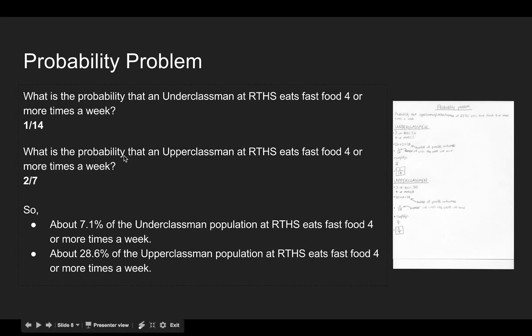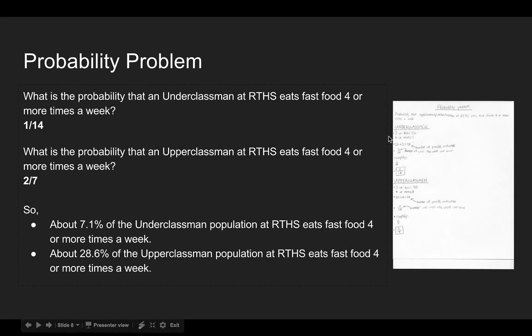And the upperclassmen ate fast food 4 or more times a week, 2 out of 7, which is a little more. So about 7.1% of the underclassmen population at RTHS eats fast food 4 or more times a week, and about 28.6% of the upperclassmen population at RTHS eats fast food 4 or more times a week, which is actually about 4 times as much as the underclassmen. And here's our work over here. It's pretty small, but you can zoom in and see it if you need to.